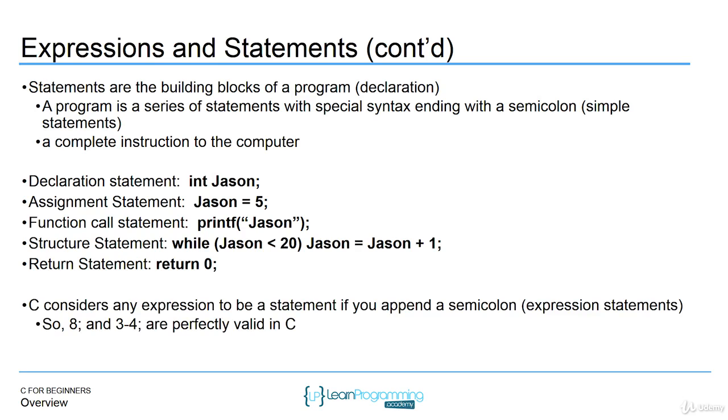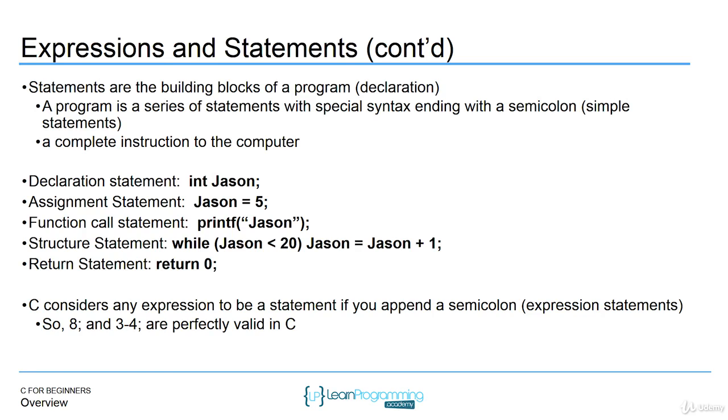So C considers any expression to be a statement if you append a semicolon. So that's why some of this looks a little tricky, right? When you see Jason equals 5, you might have thought initially, well, that's an expression because it has the assignment operator. But because it has a semicolon, it's actually referred to as a statement. Again, not necessarily super important to know, but you probably see these terms all over the place, and you're going to be asking yourself, what expression? Why do they keep saying expression? So expressions that end in a semicolon are statements themselves, and are referred to as expression statements.